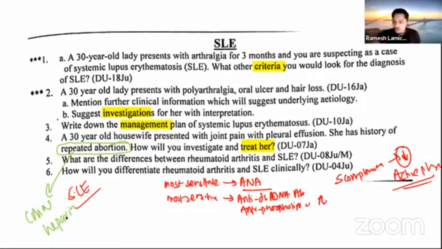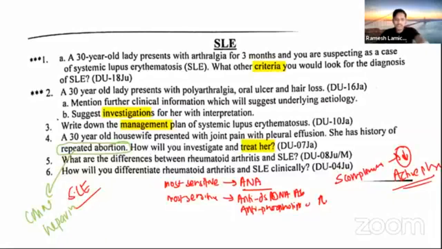Okay, so that's it for today. So this is all about all the questions from the musculoskeletal system part.